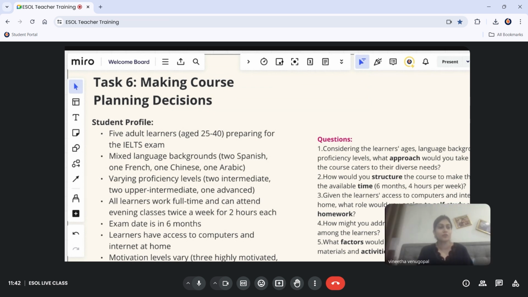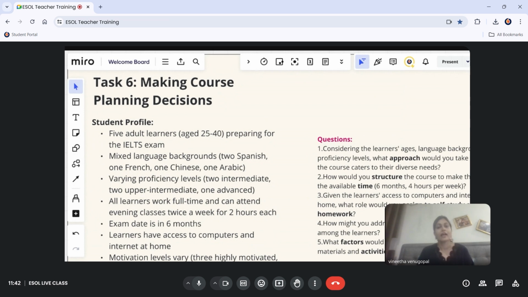So I just went through the profile, and there are 5 questions that we have to answer. The first question is considering the learner's age, language, and background. So what's the approach that I would take? Here the approach is purely based on the factors already mentioned, the age, the language background, and their availability, everything. So we need to customize, and that's the approach I would take for this student profile.